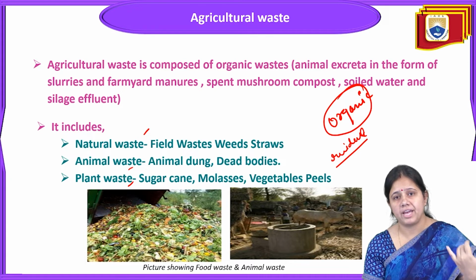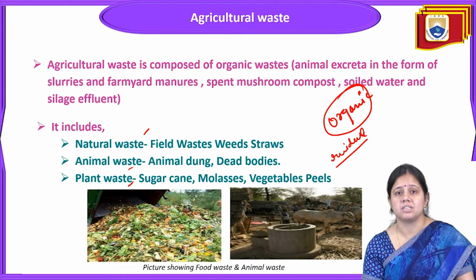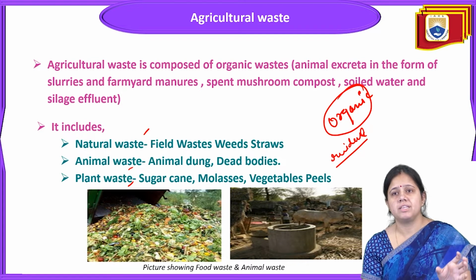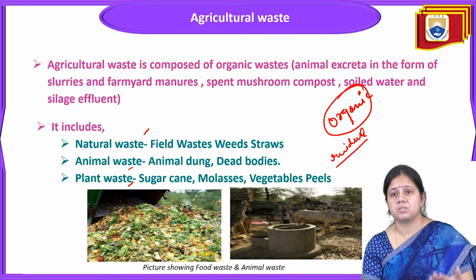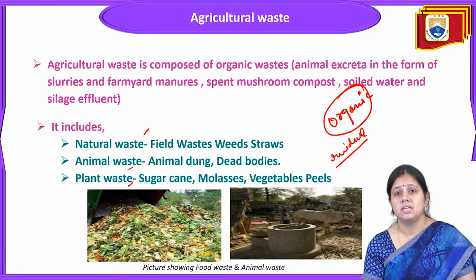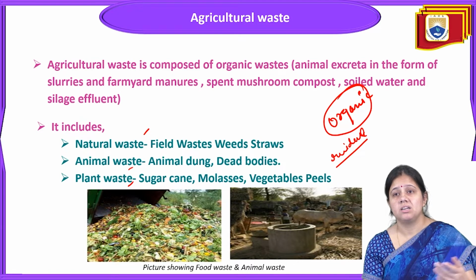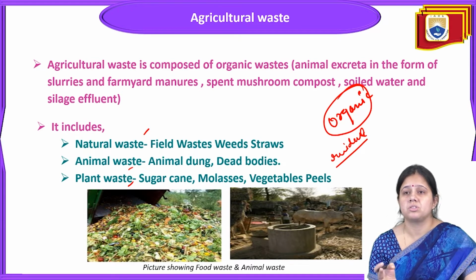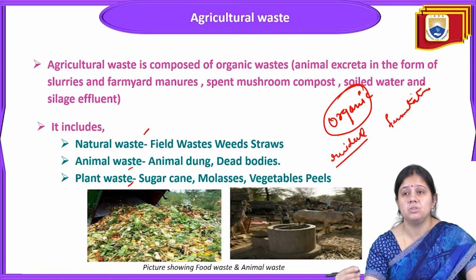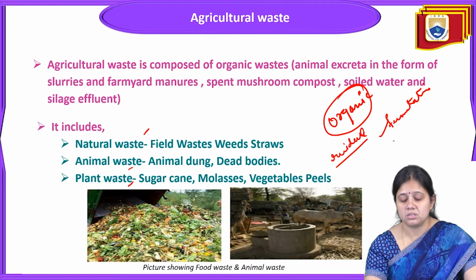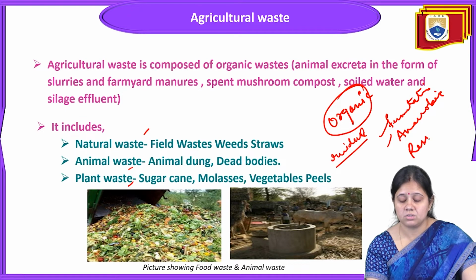So by anaerobic digestion, or by composting activity, all these kinds of waste can be converted into a useful product. Like natural waste, we can convert it for a biogas plant. Animal waste, animal dung, is also important. Animal dung is sometimes used as firewood, and in biogas plants. Like this plant waste, that is sugarcane, molasses, vegetable peels, all by the process of fermentation or by anaerobic digestion, can be converted into a very useful resource. So this waste can be converted into a resource.